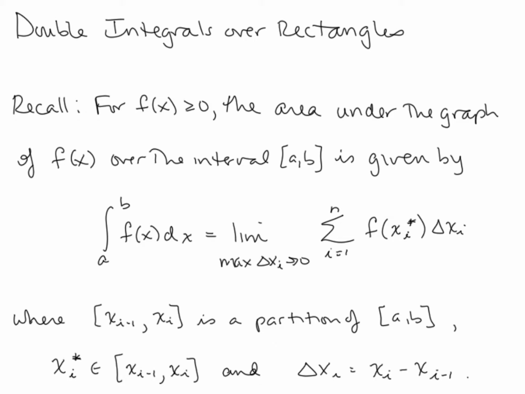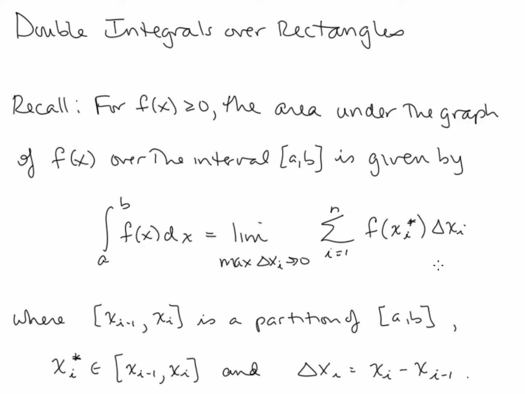As we start our lesson on double integrals over rectangles, let's think back to Calc 1 about the development of definite integrals there. We said that the integral from a to b of f of x dx is equal to the limit as the maximum of delta xi goes to 0 of the summation i from 1 to n of f of xi star delta xi.